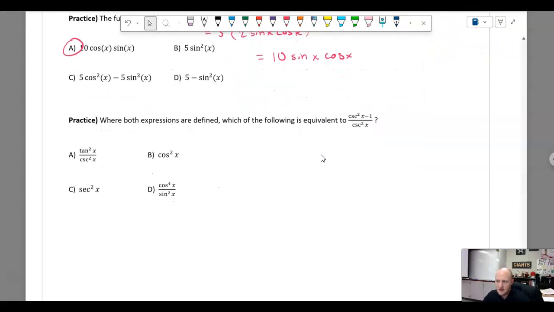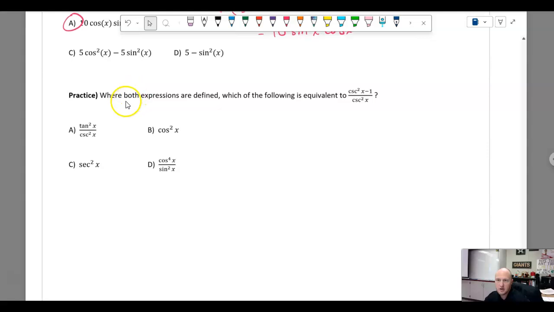All right. Last one here, where both expressions are defined. Which of the following is equivalent to cosecant squared x minus 1 divided by cosecant squared of x? Okay, so please go ahead, pause this one, try this, and we'll show you the solution. Okay, hopefully you paused this one.